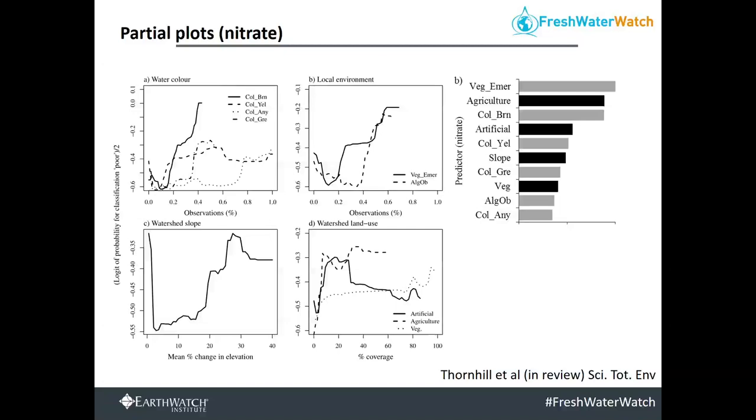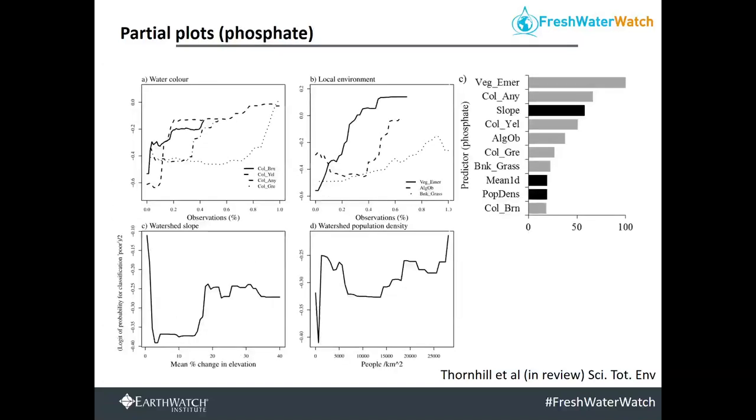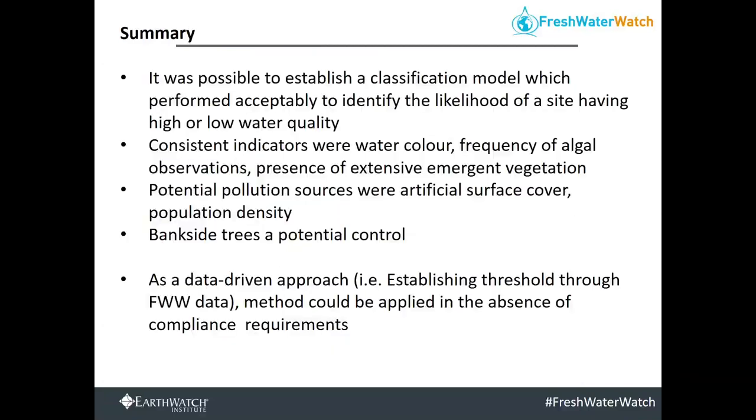And I haven't quite figured out why slope is so strange, but it's something to do with essentially where you've got steep watersheds, you have less artificial surfaces and more forest, whereas if it's flat, you've probably got more agricultural, more urban landscapes, but they change regionally, so it's a difficult thing to pin down. So for nitrate, agriculture became important, and emergent vegetation, and finally for phosphate, again observations of water colour, emergent vegetation, algal observations, and also population density, which kind of makes sense. That's a very quick overview of all that.